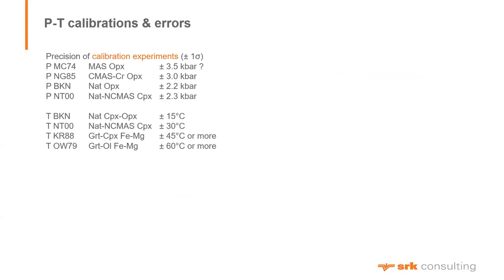If we look at these experiments, they are phase petrology experiments that are done to calibrate barometers. Here's a bunch of barometers over there, or thermometers over here. You need to know what their precision is, or the reproduction of the experimental pressures. Just don't worry about all the details. Just notice the range, it's plus or minus 2 to 3.5 kilobars at one sigma for the barometers. It's not that accurate.